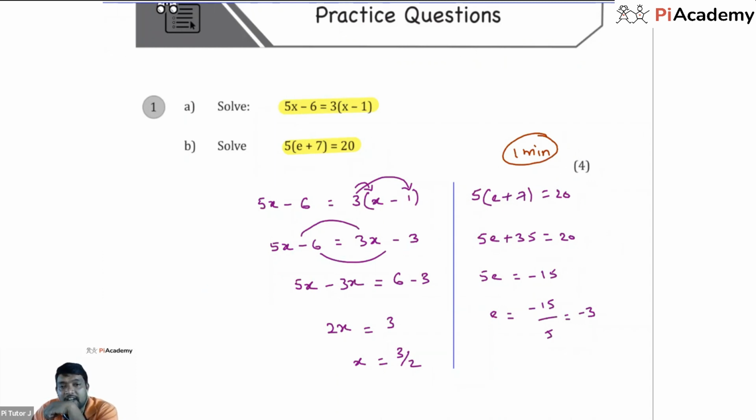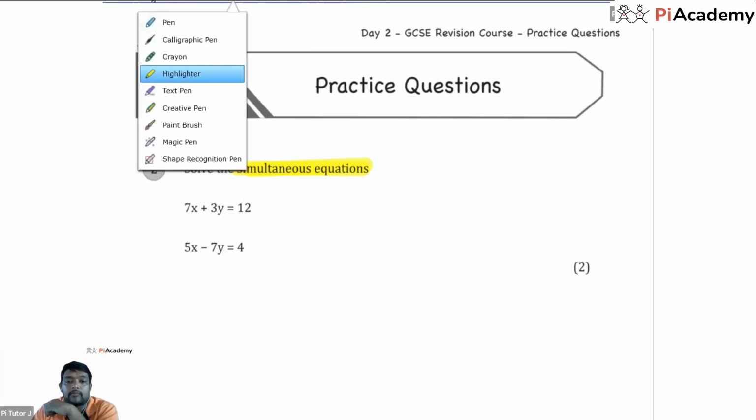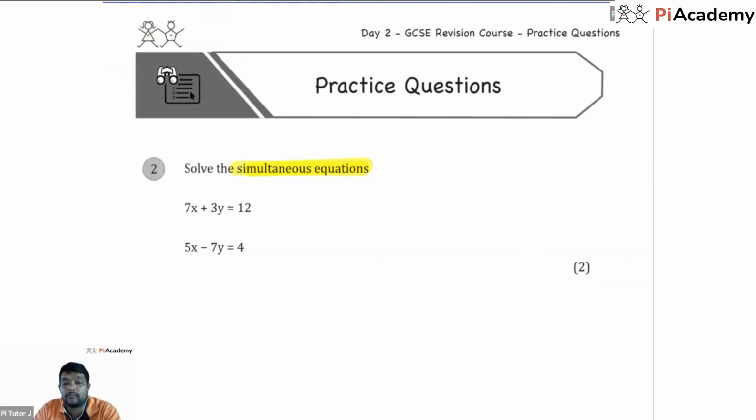So shall we go to the next question, guys? Here you go. Simultaneous equations. This is a very, very important topic. There are other topics which are connected to this. If you have age problems or point problems, there are different equations. Even in geometry, you'll be using simultaneous equations. So it's very important that you learn simultaneous equations. Let's solve this. You can take 2 minutes for this question. Go ahead, solve that.